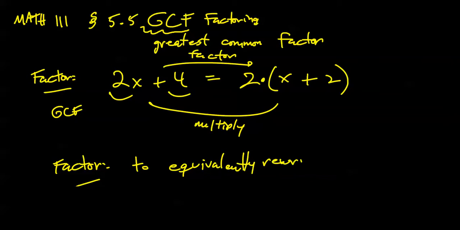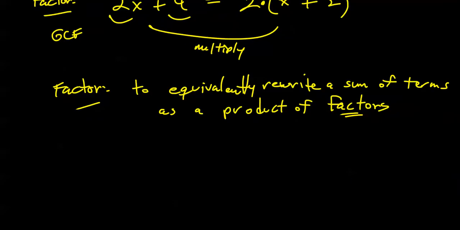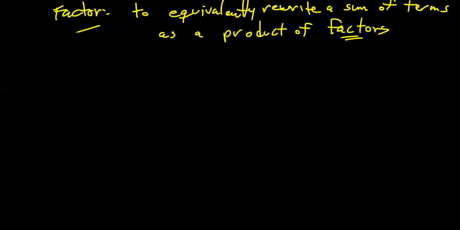All right, let me write down what factoring is: to equivalently rewrite a sum of terms, typically a polynomial, as a product of factors. Now recall, a factor is an element of a product. So hence the verb to factor, or the act of factoring. All right, let's get right to it.